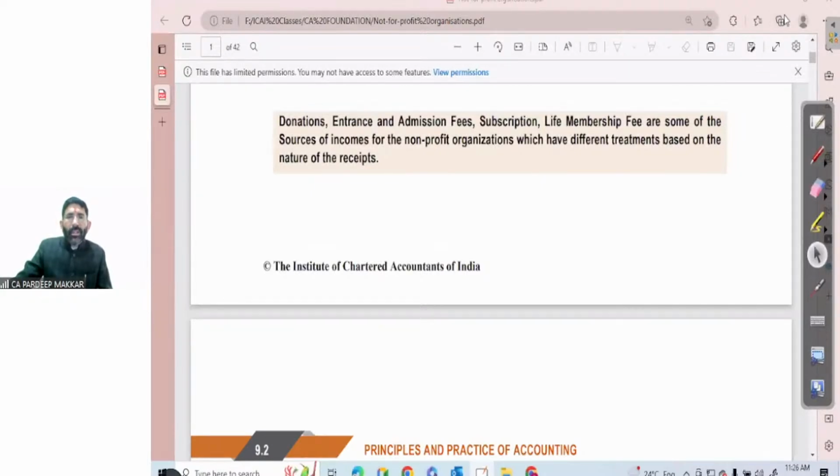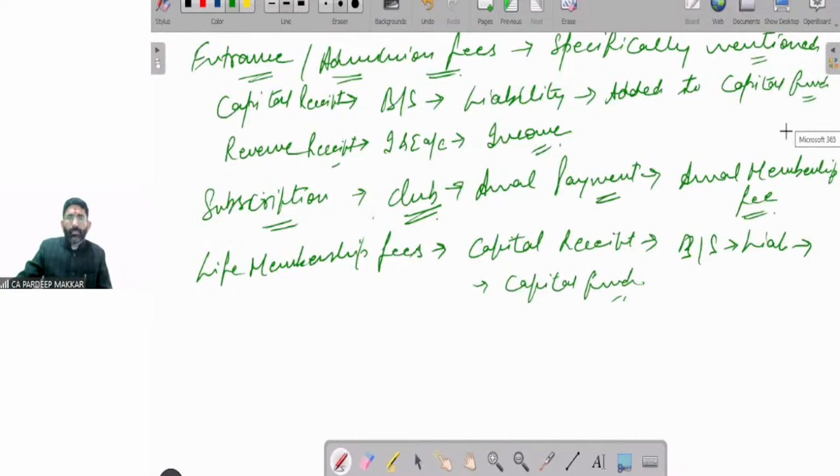I think these points are clear to every student. Check, have you noted it down? Note it all down once.